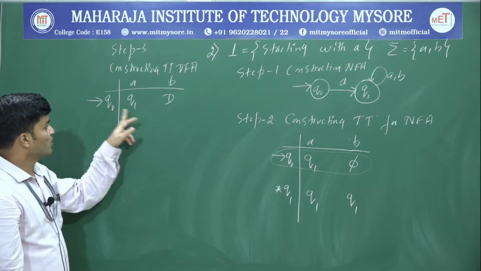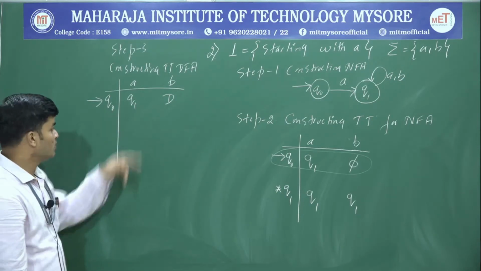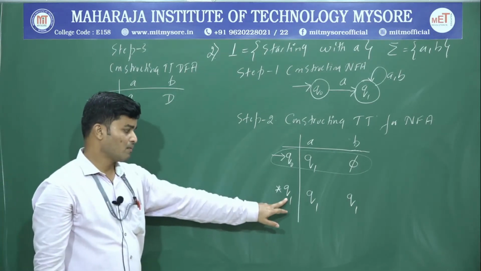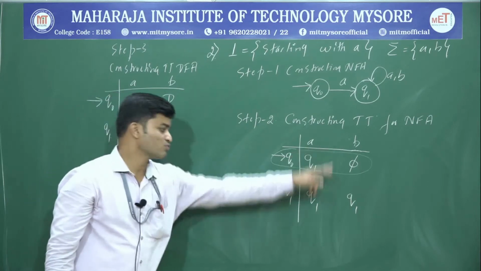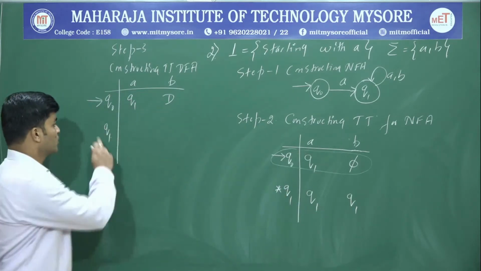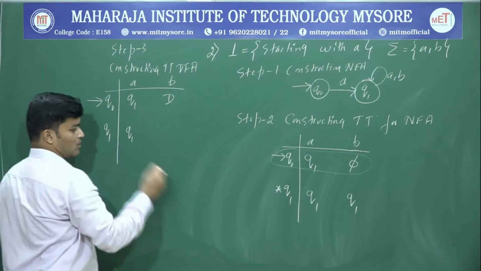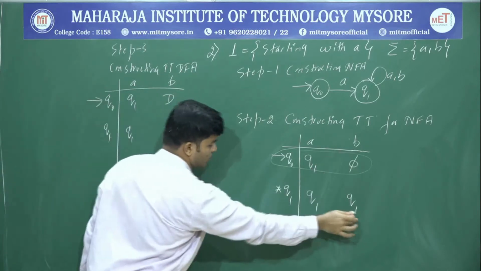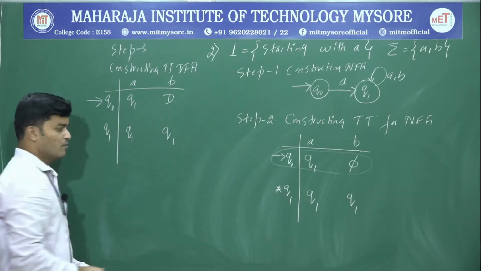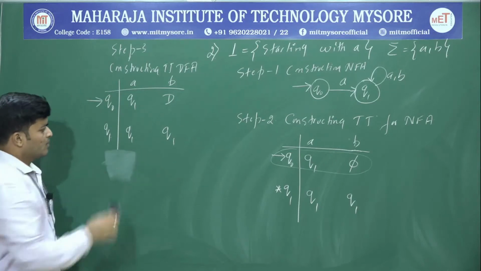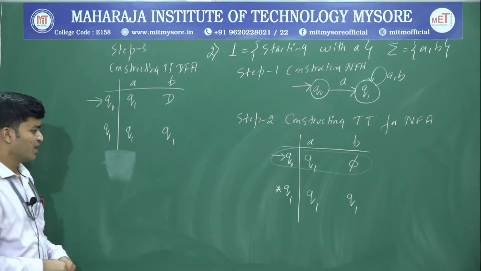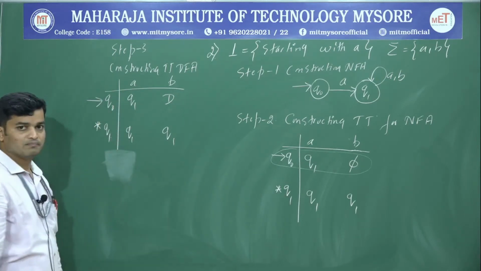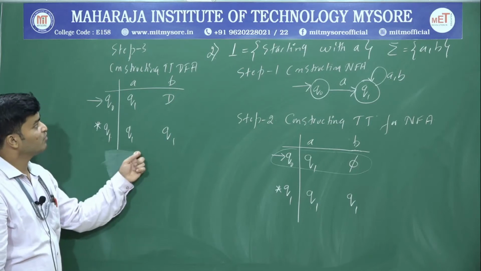Now there is a transition for Q naught, and we got one more new state, Q1. Now write the transition table for Q1, taking help from the previous table. What is the transition for Q1 upon A as well as B? Again you will get Q1. Q1 upon A is Q1. Q1 upon B is again Q1. Write that as it is. The accepting state here is Q1, so here also Q1 becomes the accepting state. This is the transition table for your DFA.